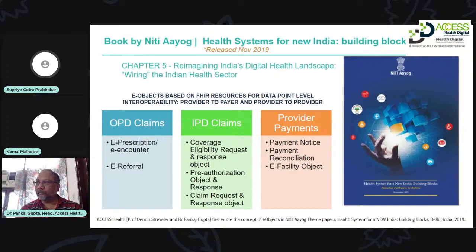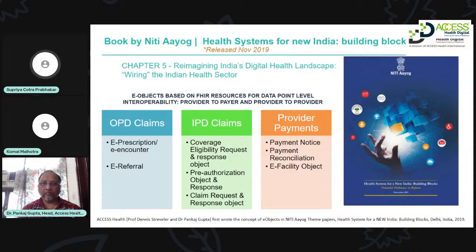So in case of an e-claim object, the decision that would be made is to pass or fail a claim based on the information that is provided. There are different types of e-objects that have been defined for the purpose of health claims processing. Some of them are on the provider side, some of them are on the payer side, in order to facilitate different aspects of the claim, ranging from IPD to OPD.